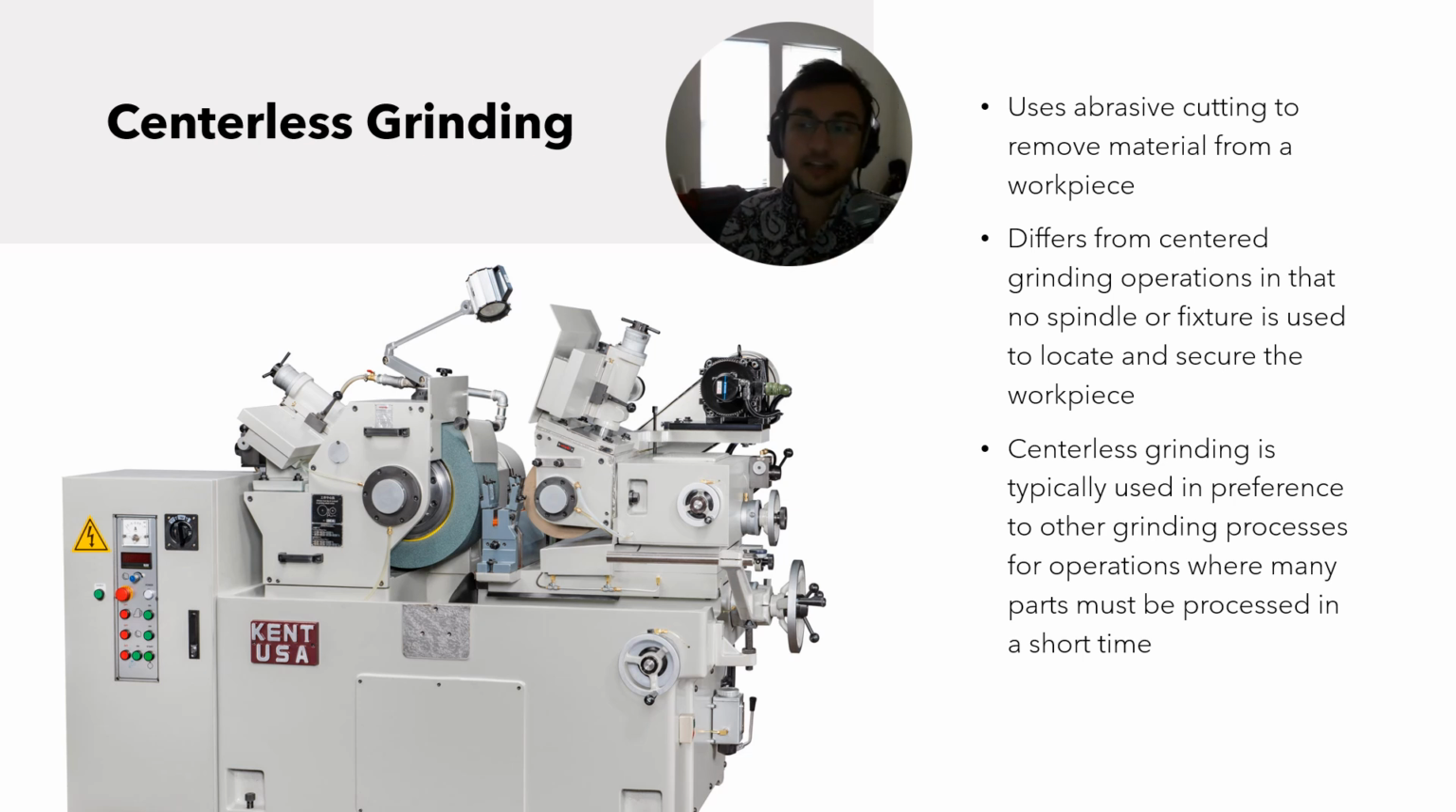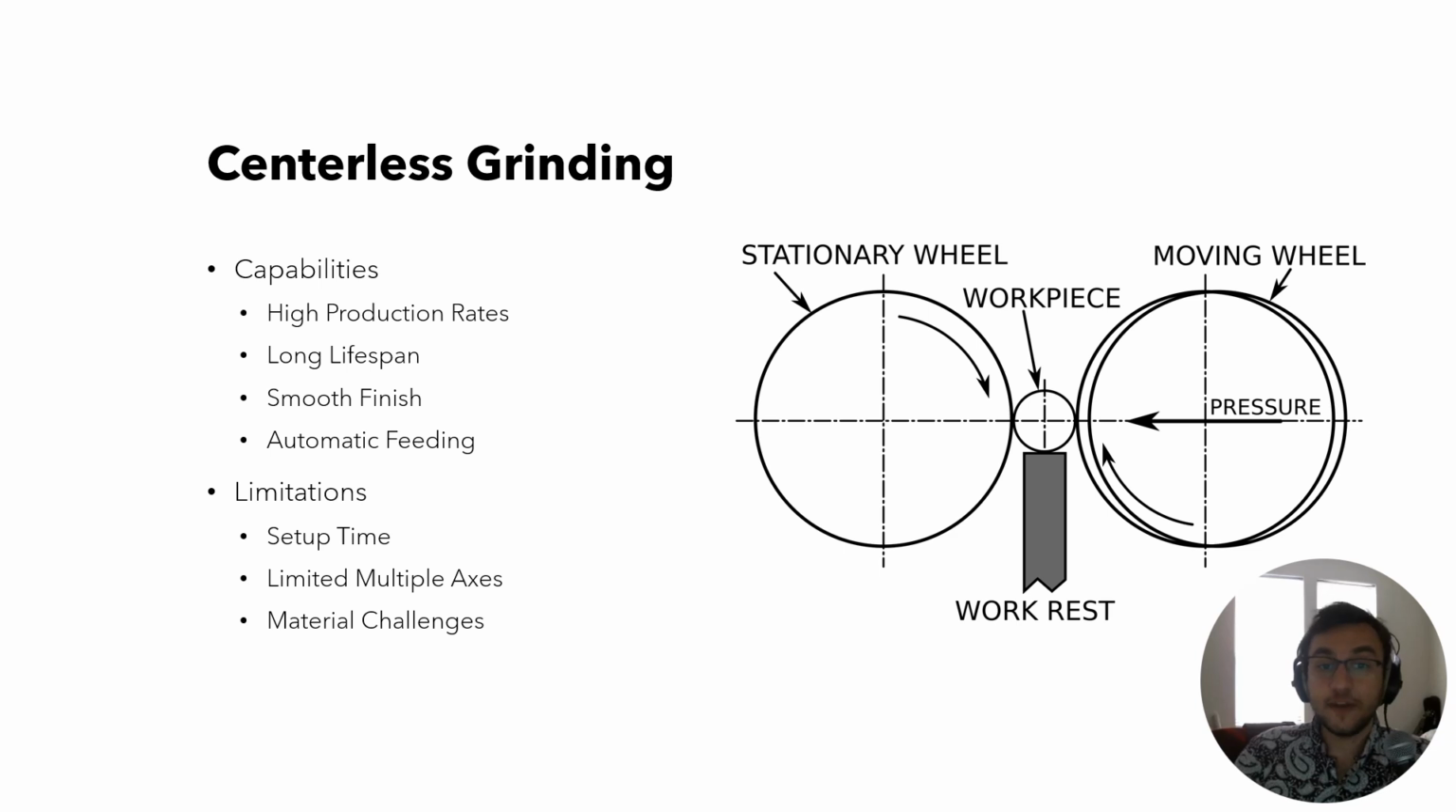Centerless grinding is usually preferred in operations where you need to do your grinding in a very quick amount of time, because you don't have to do any kind of setup of making sure it's properly attached to a fixture. You just put it through the system. In terms of capabilities and limitations, the main thing with centerless grinding is that it's really good with high production rates, specifically because it can be fed automatically. You can just continue to push a cylinder into the wheel and it'll just continue to grind it.